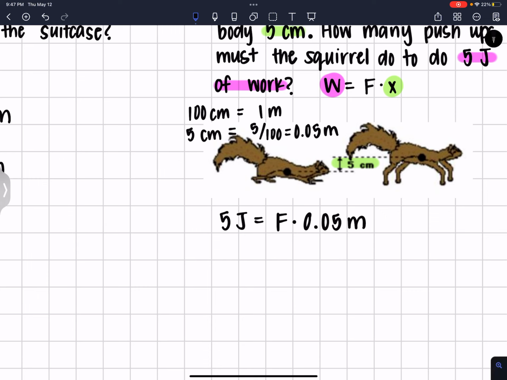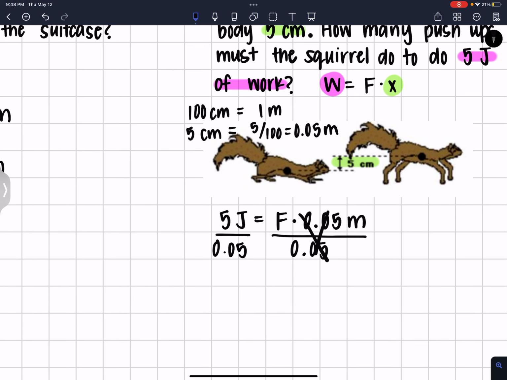So this is what I will substitute in for x. So in order to solve for force, I need to undo what's being done to it. So I'm going to undo the multiplication by dividing by 0.05. But whatever I do on one side, I have to also do on the other. So 0.05 is going to cancel out. 5 divided by 0.05 is going to get me 100. And my units for force are newtons.